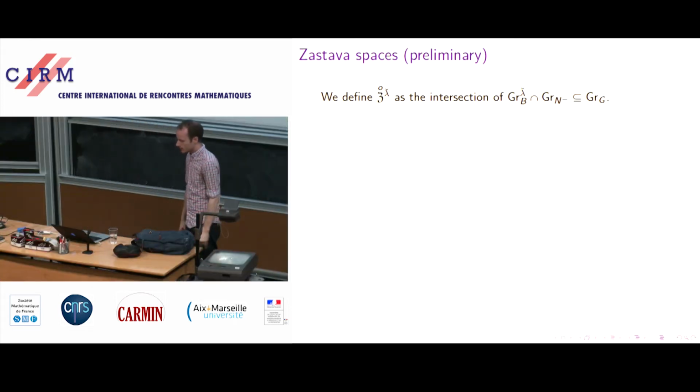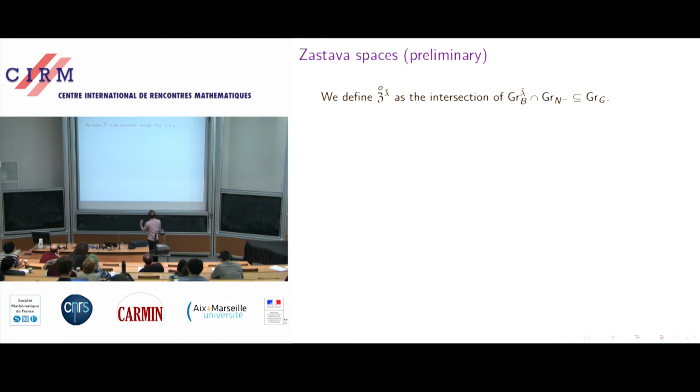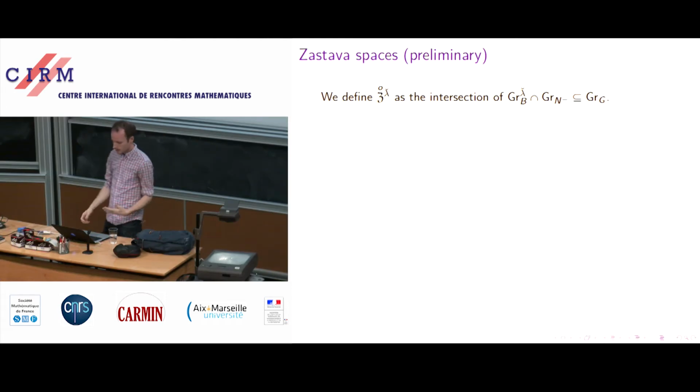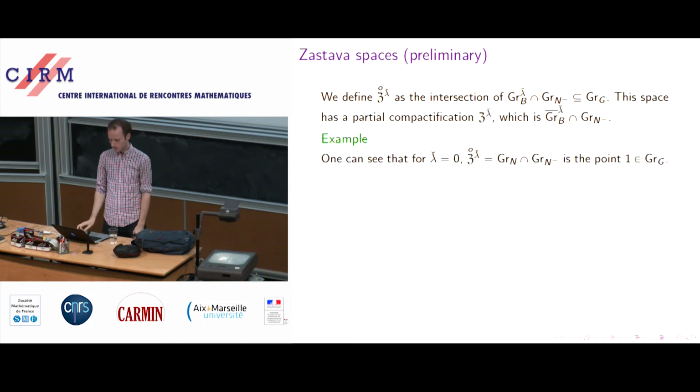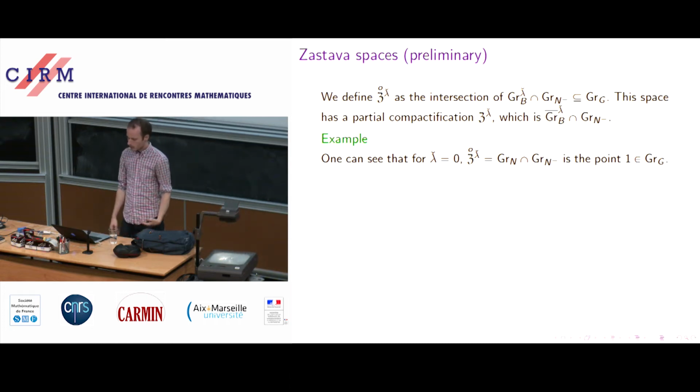So on to Zastava spaces. This is the third time they're being defined, but just allow me to do it. I'm going to define this Z lambda check 0 as the intersection of this one infinite dimensional orbit with the so-called, well, kind of transverse orbit for the opposite group. So it's an intersection of two infinite dimensional orbits, two infinite dimensional affine spaces embedded inside of this affine Grassmannian. The space has some kind of partial compactification where I take the closure of Gr B instead. As one example, if lambda check is equal to 0, then this intersection is just a single point.